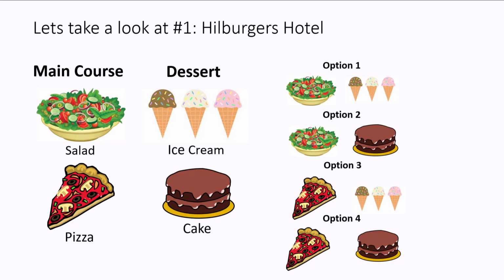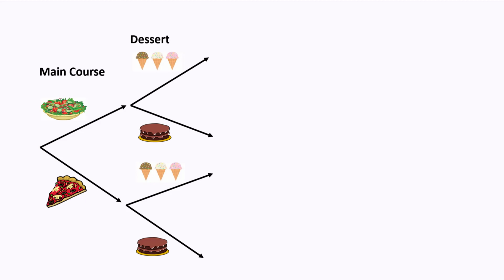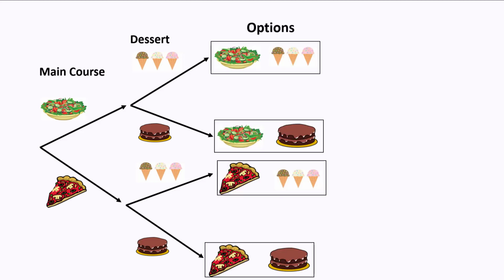Now, you can also imagine visualizing this as sort of a tree diagram where you are advancing along the branches as you make your decisions. So your first decision is the main course decision, salad or pizza. And then once you've made that decision, let's say you're on the salad branch or the pizza branch, you then get to the dessert branch. And once again, there are 2 options here. There is the ice cream or the cake. And so you can see we've ended up with 4 distinct possible options at the end.